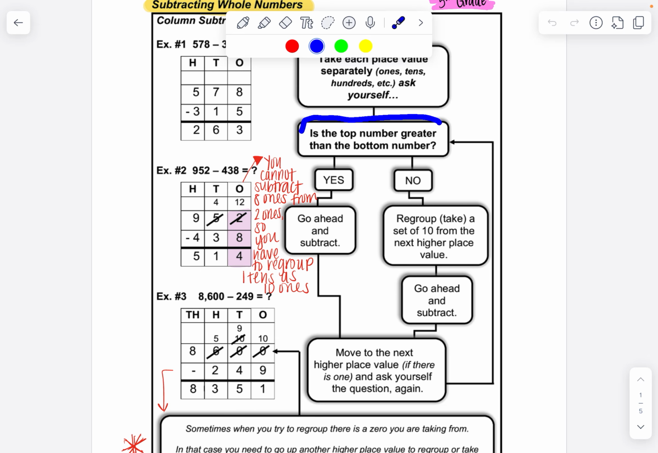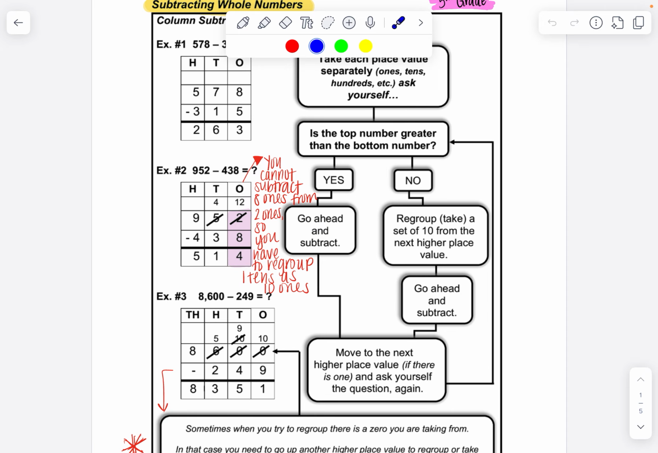Asking ourselves this question, is the top number greater than the bottom number? No, it is not. 2 is not greater than 8. So then we have to regroup. It says take a set of 10 from the next higher place value. Okay, so because 2 is not larger than 8, I have to then take away 1 ten from the tens place. So instead of 5, if I take away 1 from 5, I now get 4 tens that are left in the tens place, right?